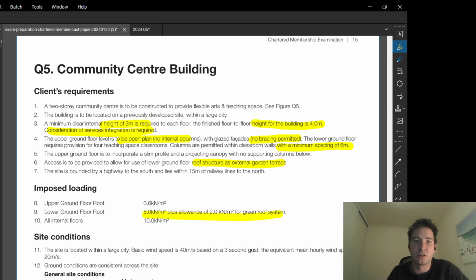And the loadings are different because the lower ground floor roof is used as a garden terrace. So it's essentially like a floor beam is what the span to depth ratio you'll be using here, as opposed to the upper ground roof where it's only taking 0.6 kPa. And then what we saw in the layout earlier is the boundaries, with the highway to the south and that railway line to the north.